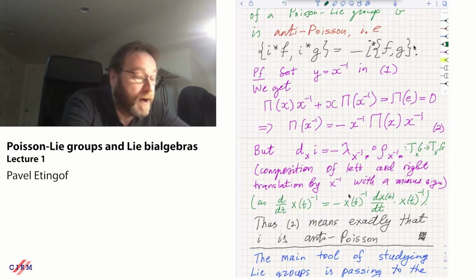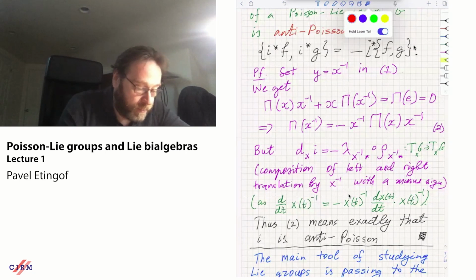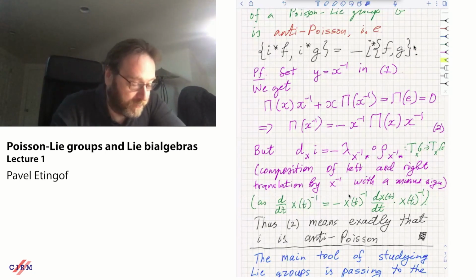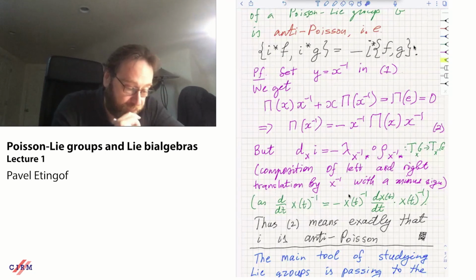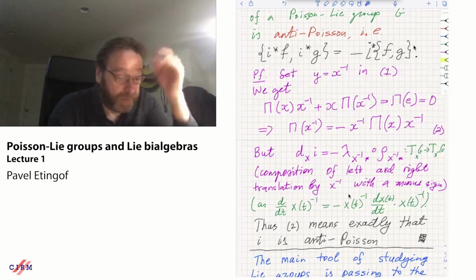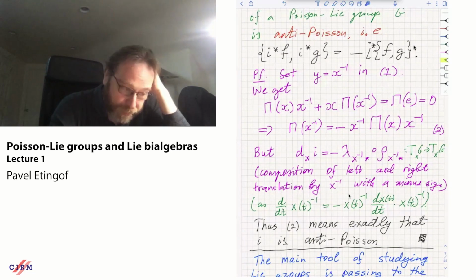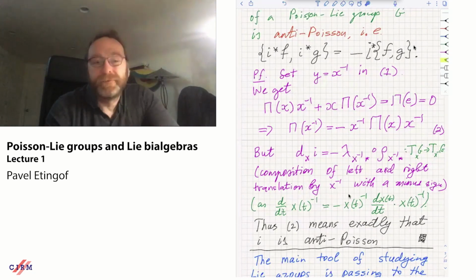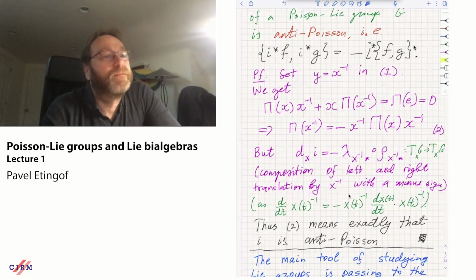interpreting an identity from calculus, that if you differentiate x(t) to the minus 1, where x(t) is some curve on your group, then it is the same as minus x(t) inverse dx/dt times x(t) inverse. So basically, if you differentiate a matrix function of one variable a(t) to the minus 1, this is the formula. Okay, so this is the proof that inversion is anti-Poisson. Any questions up to this point? Okay.